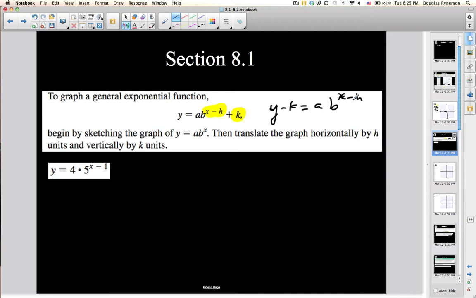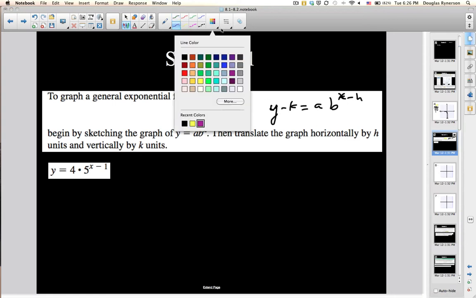We are going to identify h and k. Then we'll create an input-output table without h and k, and then we will move the graph by the values of h and k. So the same steps that you followed for square root and cube root functions, we will follow for these.